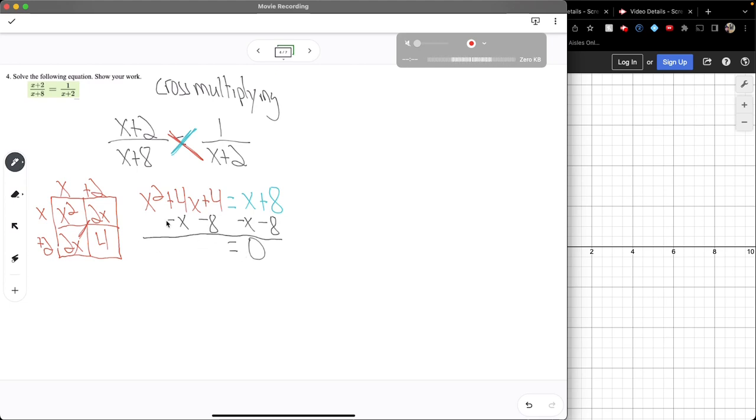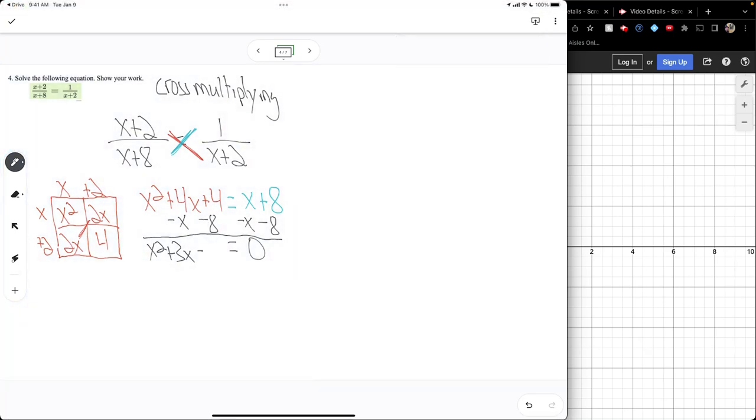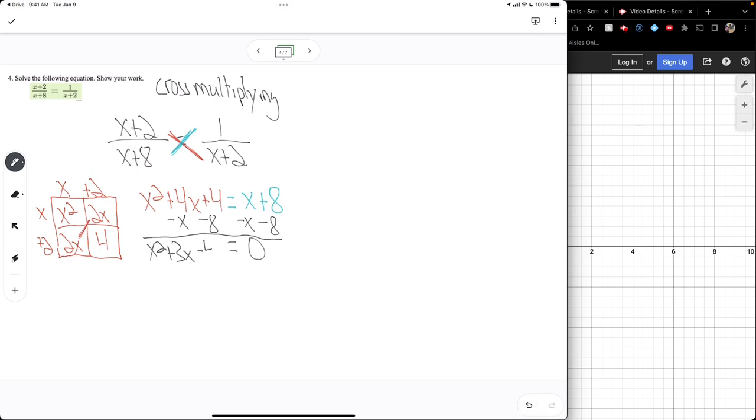The left-hand side becomes x squared. 4x minus 1x is 3x. And 4 minus 8 is negative 8. Excuse me, not negative 8. Actually, it's going to be negative 4. I messed up there. So x squared plus 3x minus 4 equals 0.